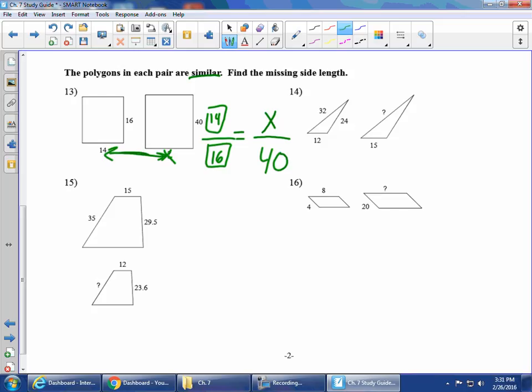Pardon me for a moment while I get my calculator so I don't end up giving you a wrong number. Okay, so first, 16 times x is 16x. It equals 14 times 40, which is 560. Divide both sides by 16.